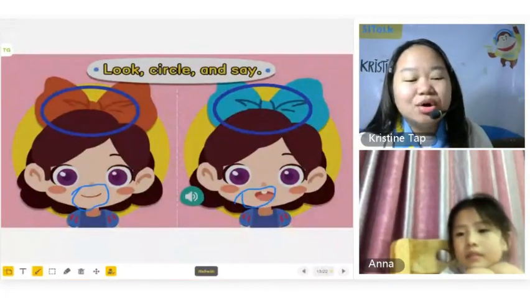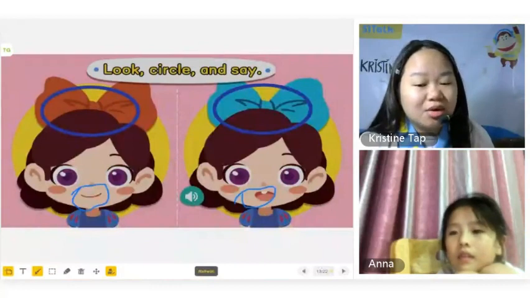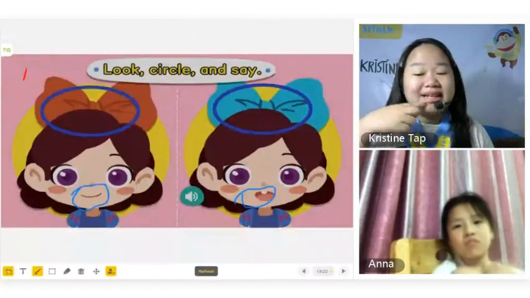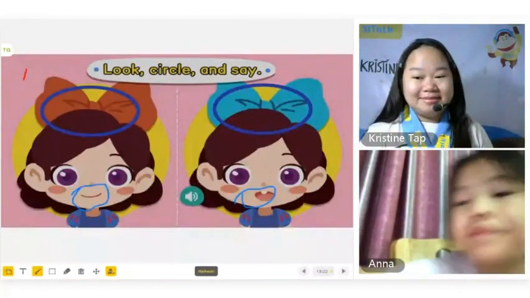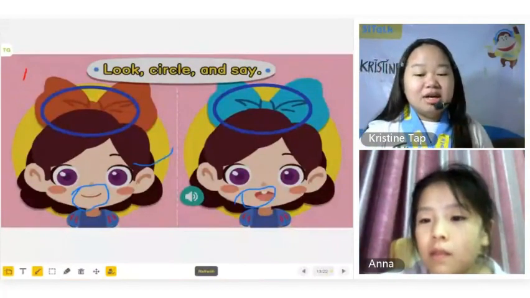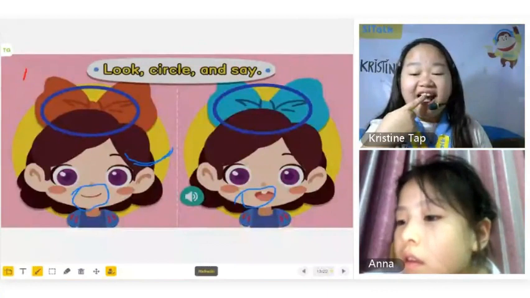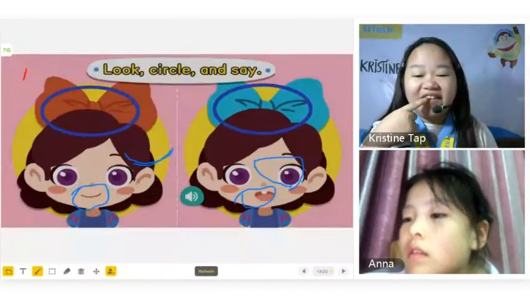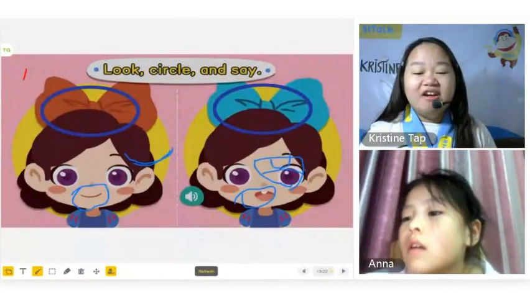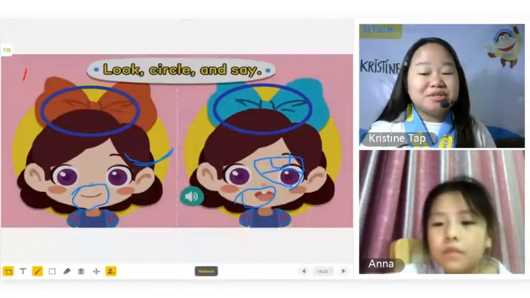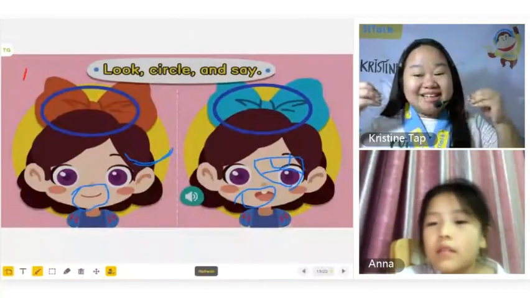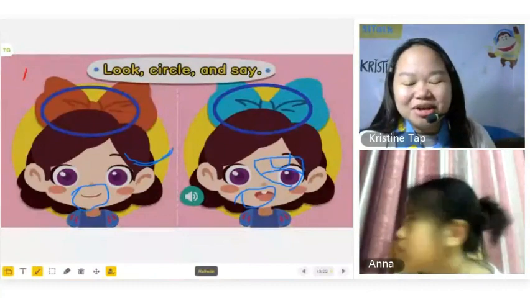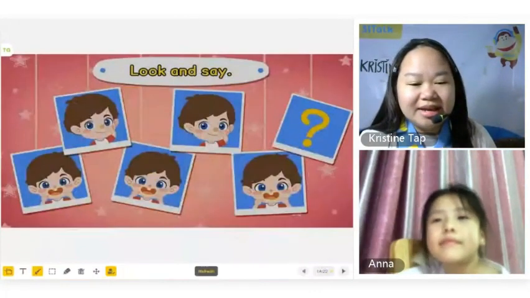Okay, so the mouth is the difference because in the first picture, she is smiling like this. In the second picture, she shows her teeth. Where are your teeth? This is teeth. So don't forget, if you are going to smile, show your big smile like this. Okay, good job. You're so cute. Okay, next.